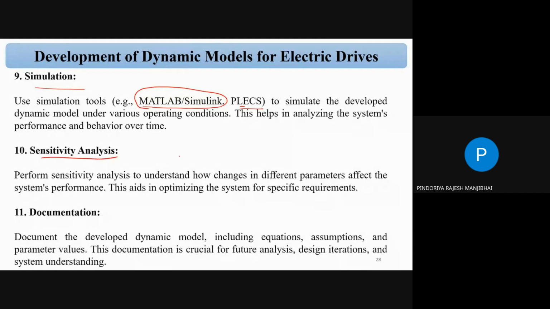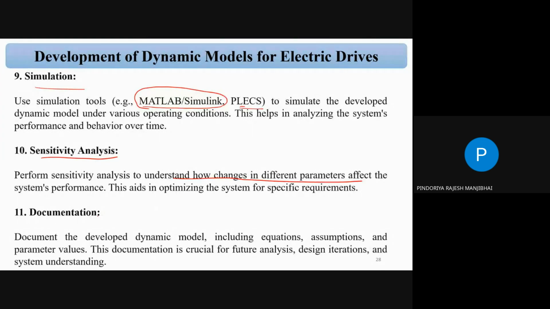Sensitivity analysis. Yes, we have to analyze the sensitivity. Suppose you increase a small parameter, maybe increase only 5% of the supply voltage, then what is the effect on the system, correct? So understand how a change in the different parameters affects it. Suppose you increase the voltage, current, speed, then what is the effect on the flux? That is a sensitive parameter analysis.